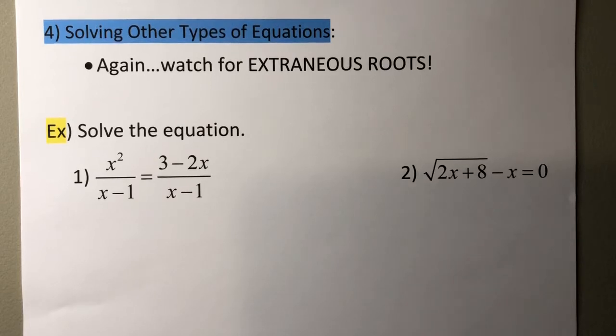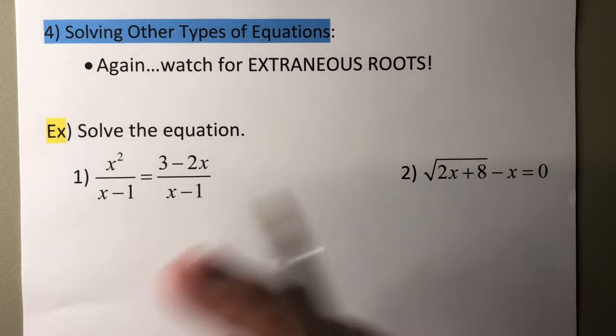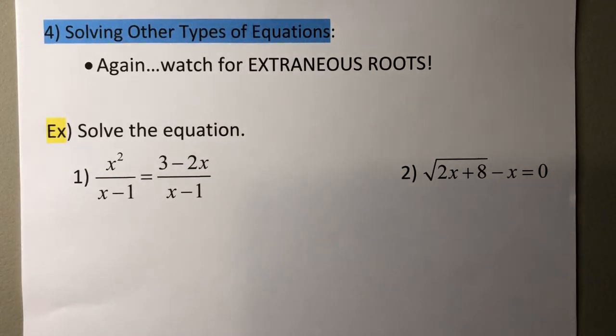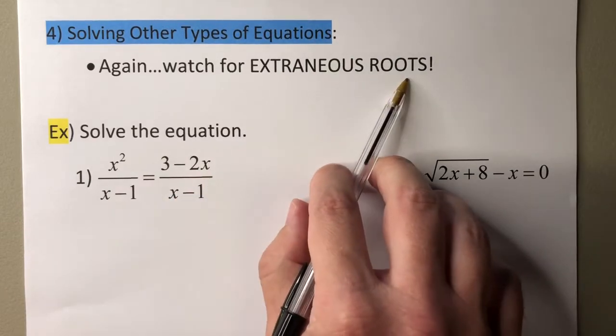Right, the last thing we want to look at here in section 1.8, quadratic equations, are other types of equations that, in the process of solving them, become quadratic. Because you may have to multiply both sides by a variable expression, or because you may have to square both sides of the equation, you have to, again, watch out for extraneous roots.